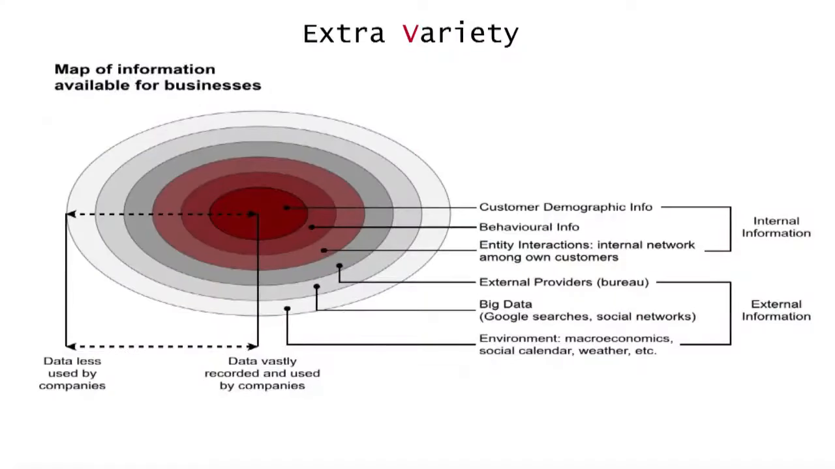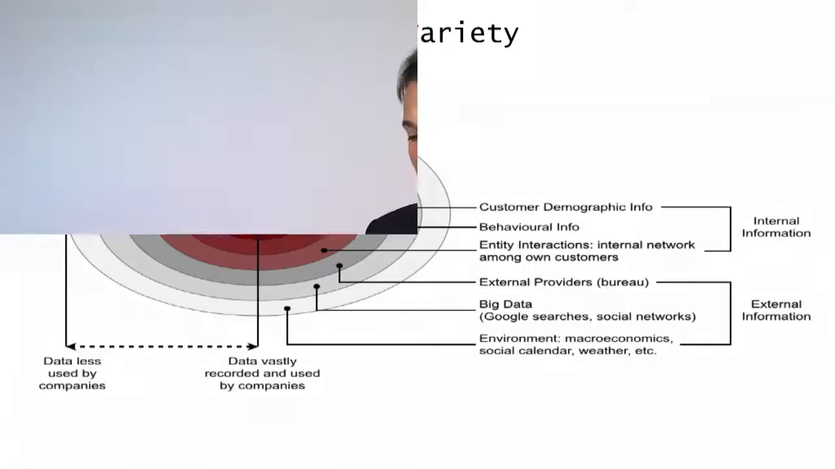Companies normally use the information that comes in the inner cycle, that means internal information that they have in their own customer base, so customer demographic information, for example. And then companies start using behavior information, or sometimes entity interaction information, how you make connections with your other friends. They go to external providers to buy information about your use or things like that. They can use big data, like Google search and social network information.